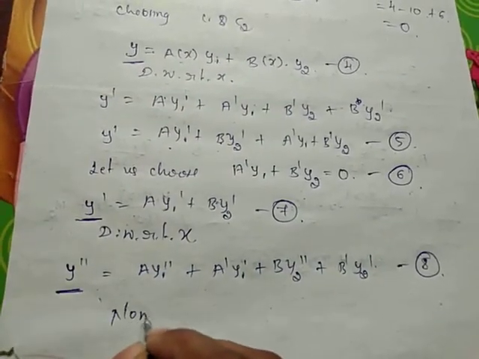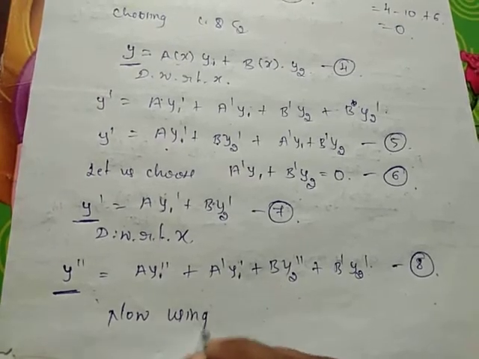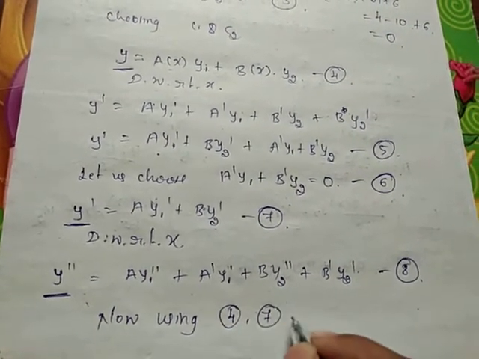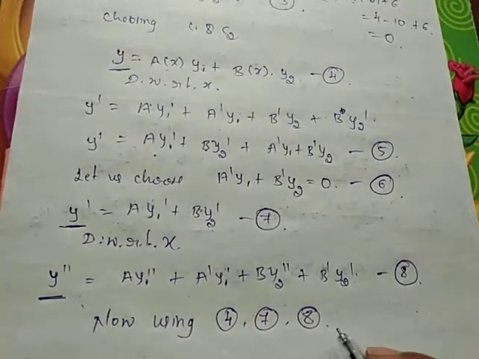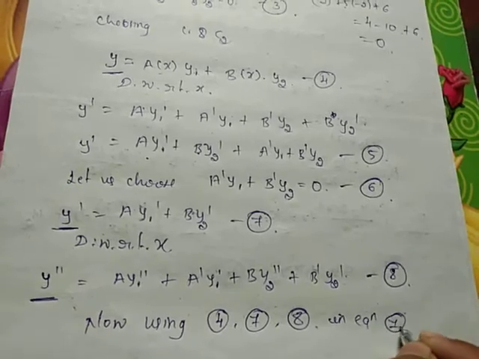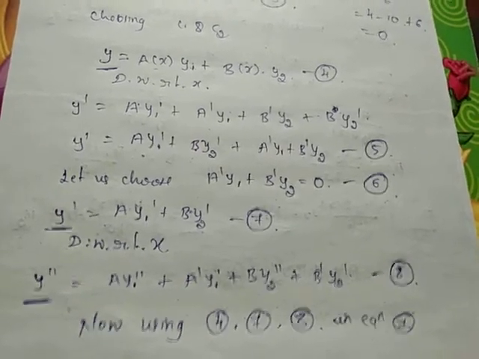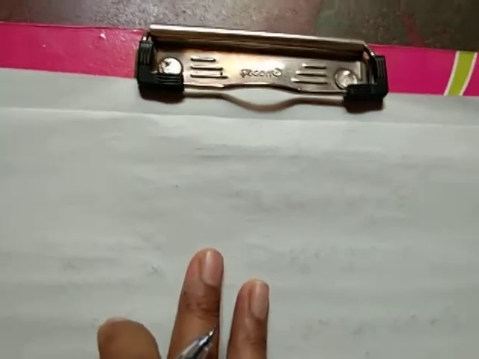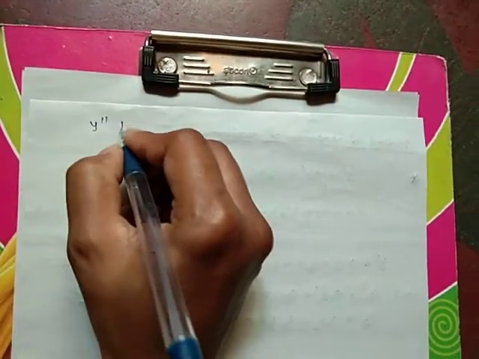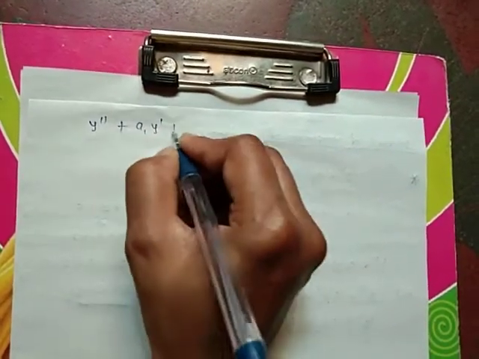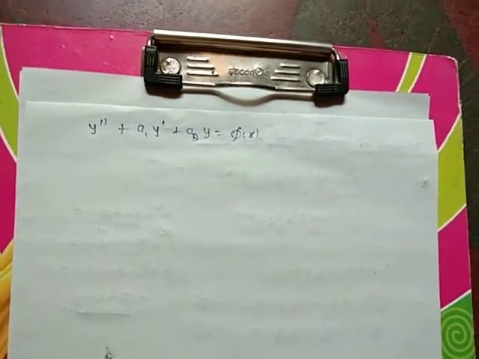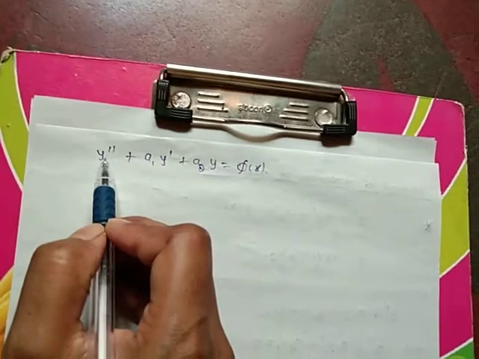Now using equations 4, 7 and 8 in equation 1. Now equation 1 becomes, substitute the values. Equation 1 is y double dash plus a1 y dash plus a2 y equal to xi of x. Substitute the y double dash.